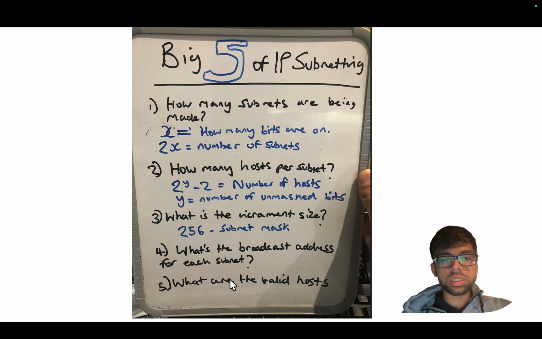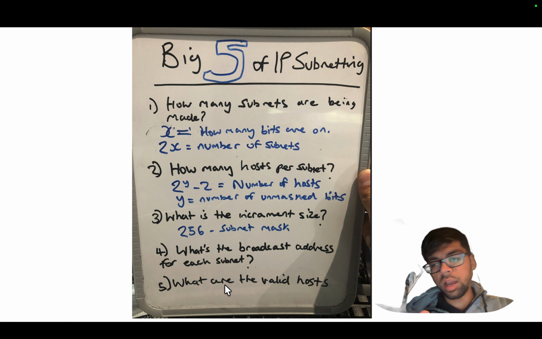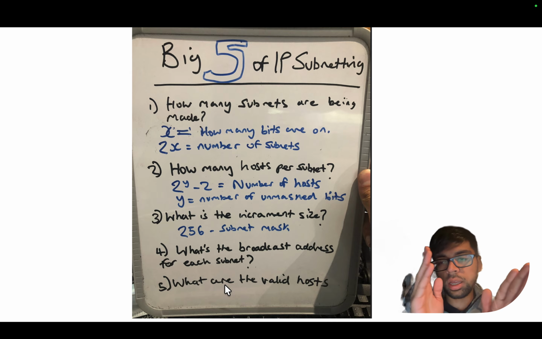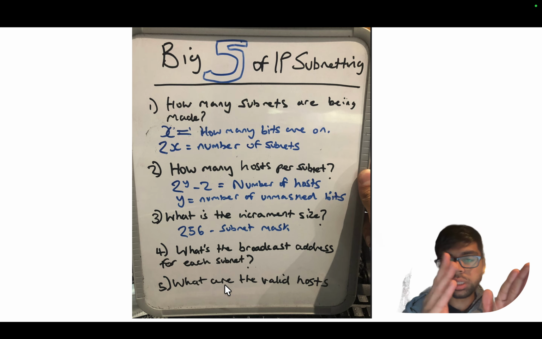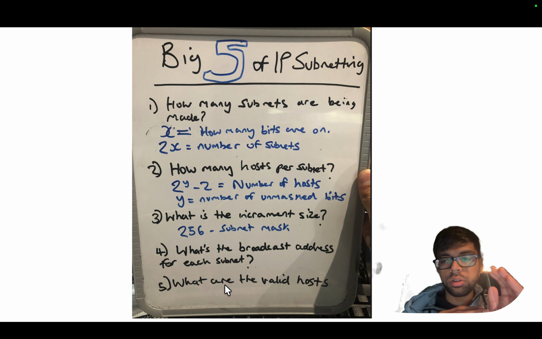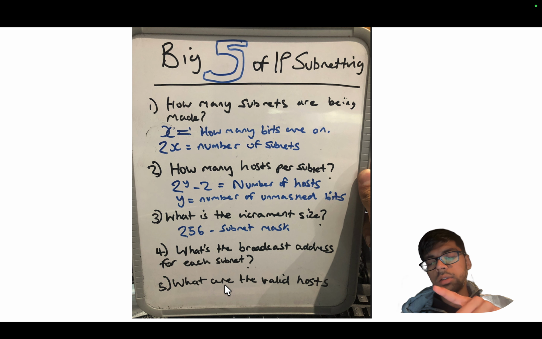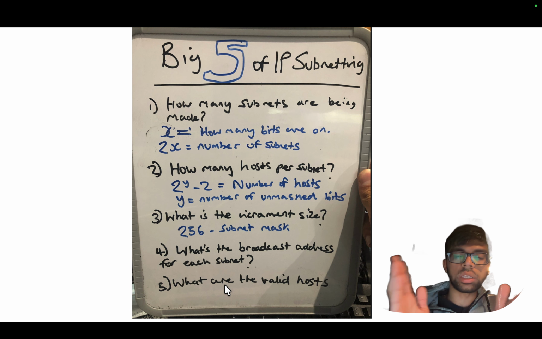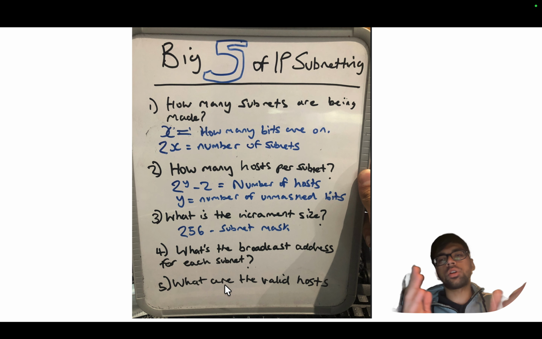Then what's the broadcast address for your subnet? That's the last IP address in each subnet range. And then the valid hosts are the IP addresses after the subnet ID, all the way up to the last IP address before the broadcast address. So the IP address following the subnet ID and the last IP address before the broadcast, those are your valid hosts there.